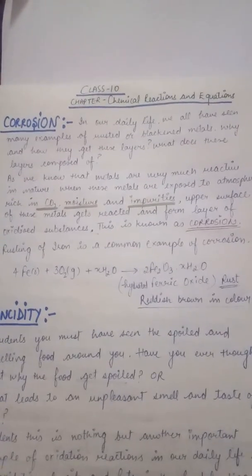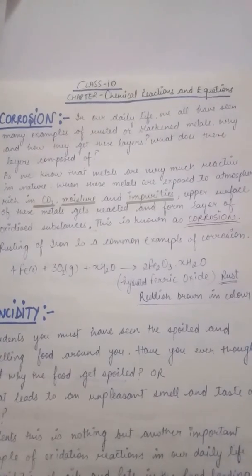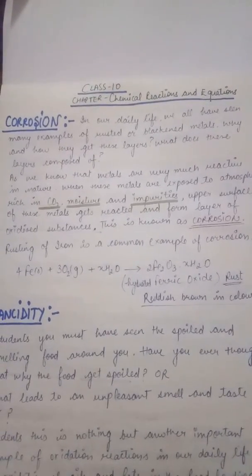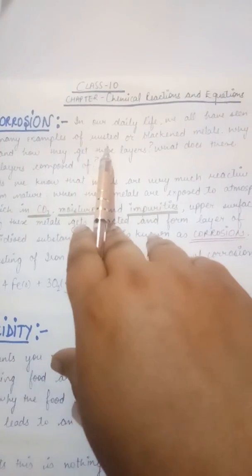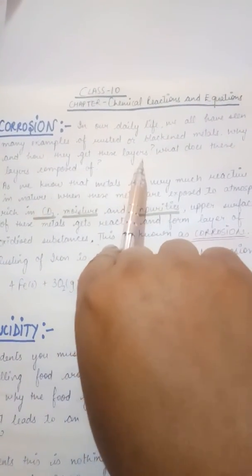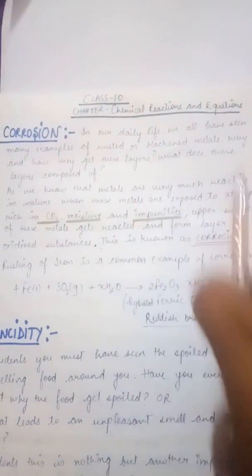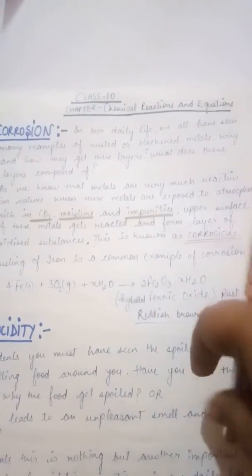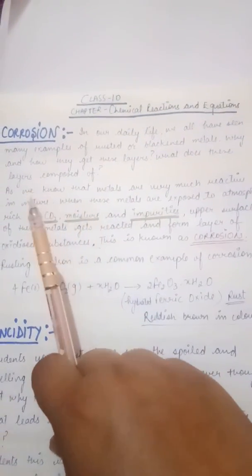Good morning, students. Let us do the last topic of the chapter Chemical Reactions and Equations, that is corrosion. Now, in our daily life, we all have seen many examples of rusted or blackened metals. Why and how do they get these layers? What are these layers composed of? All these questions run in our mind whenever we see them. So let us discuss it.